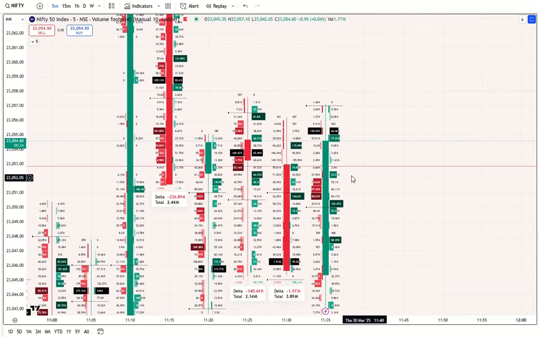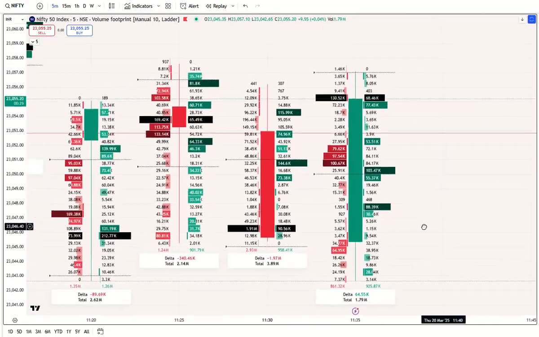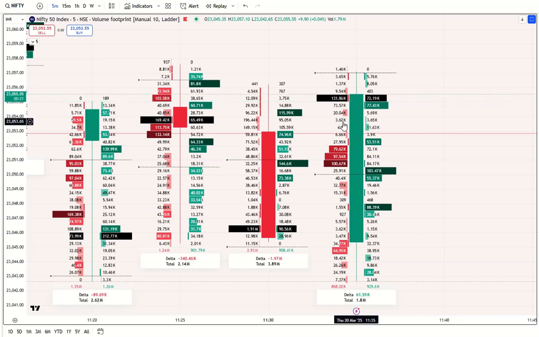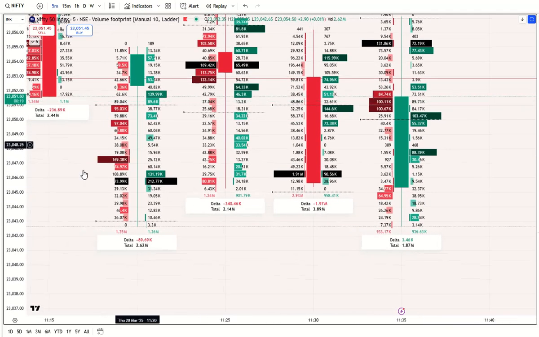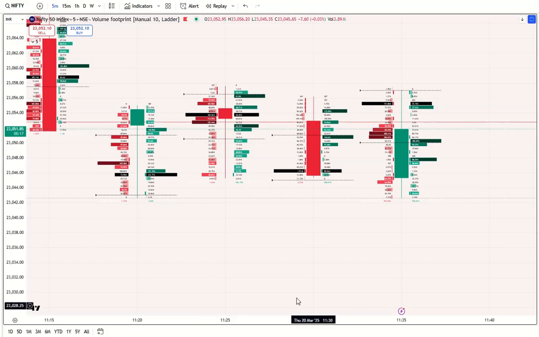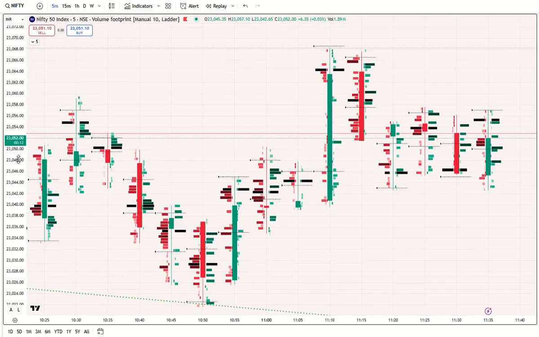Let me actually zoom in a little before we talk about this. This shows buy side and sell side, and this is high volume. More importantly, before we take a trade, let's zoom out and see what is happening here, and we'll take a live trade and try to understand it in more detail.